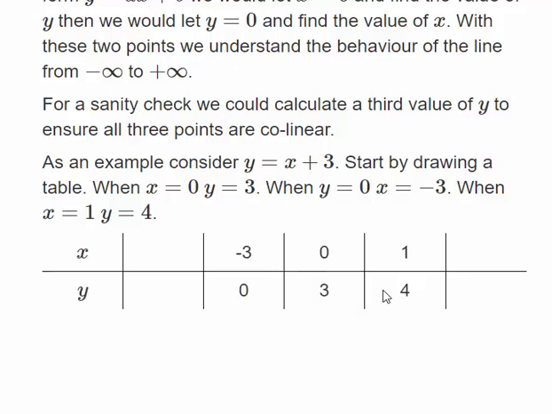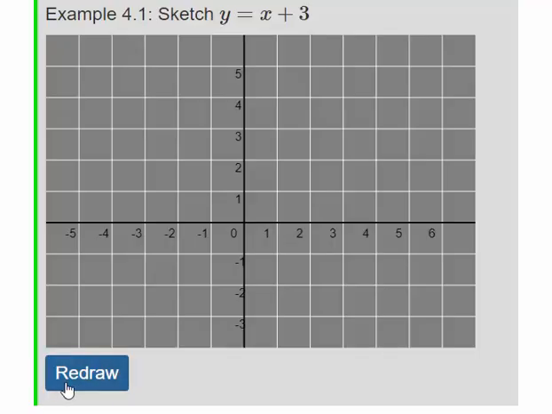Let's put these on a table. So when x equals 0, y equals 3. When y equals 0, x equals minus 3. And when x equals 1, y equals 4. We plot the points and then we can draw the line through them. In this case you can see the line goes through all 3 points, so our sanity check, which is this point here, works well.